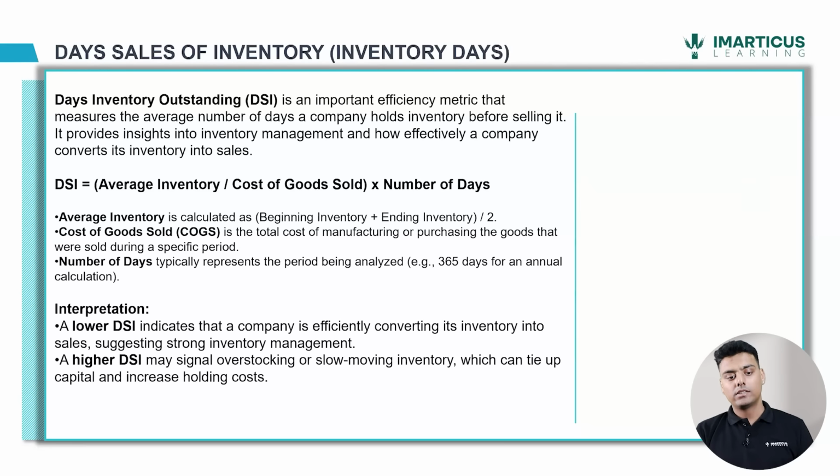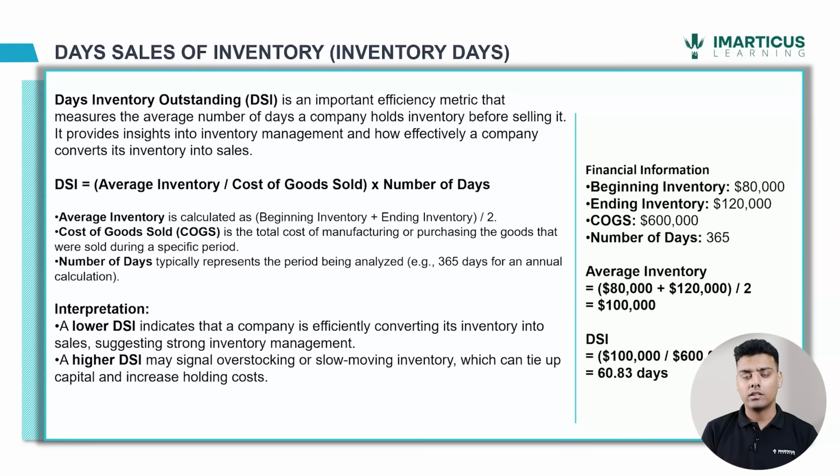Now, let's try to understand the days sales of inventory. The days sales of inventory is a ratio or a metric that tells me how many days it takes for my inventory, which is sitting in my warehouse, to get converted into a sale. The calculation for this is average inventory divided by cost of goods sold, which is nothing but the opposite of the inventory turnover ratio, into number of days.